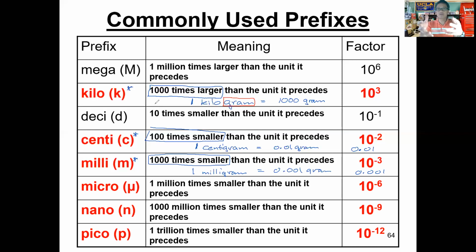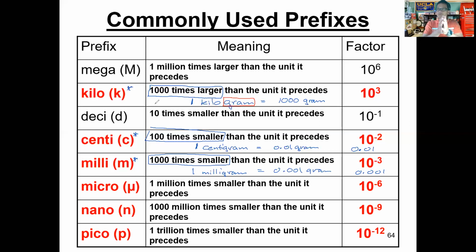So instead of describing your mass as being, let's say, 70,000 grams, we say that it's just 70 kilograms. Okay, so it's easier to use. It's a smaller number. It's more efficient.